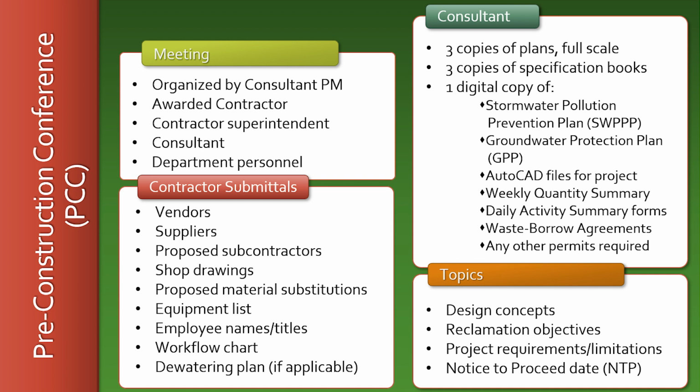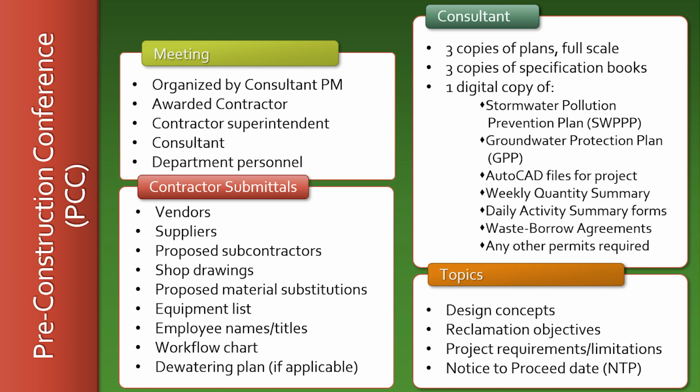1 copy of the stormwater pollution prevention plan, 1 copy of the groundwater protection plan, 1 digital version of the AutoCAD files utilized for layout on the project, 1 digital version of the weekly quantity summary and daily activity summary forms, 1 digital version of a waste borrow agreement form, and 1 copy of each permit required for the completion of the project. The contractor will provide a list of submittals for review and approval.